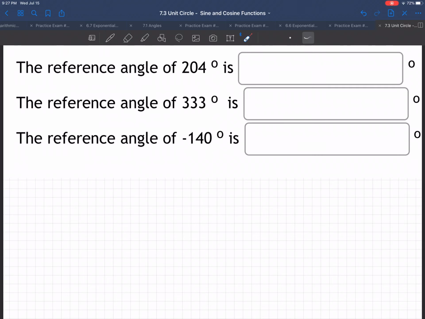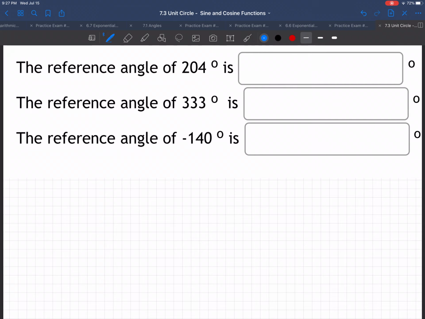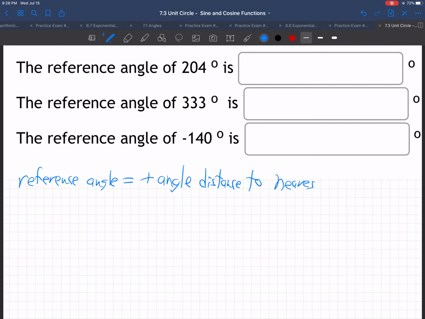This example is asking us about reference angles for various angles. Okay, so to do this, we've got to be clear, what is a reference angle? It is the positive angle distance to the nearest x-axis. So that might sound a little mysterious. Let's put it into practice. I think it'll make sense.